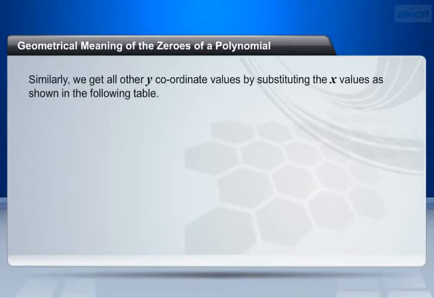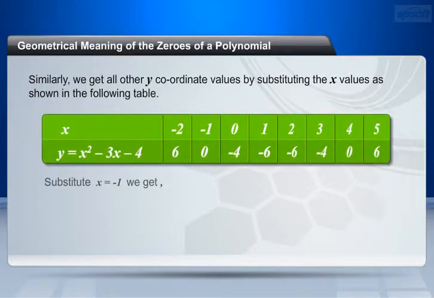Similarly, we get all other y coordinate values by substituting the x values as shown in the following table. Substitute x is equal to minus 1, then we get y is equal to minus 1 square minus 3 into minus 1 minus 4. This is equal to 1 plus 3 minus 4. This implies y is equal to 0.